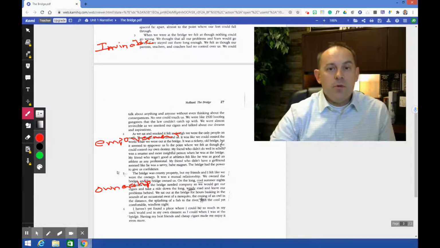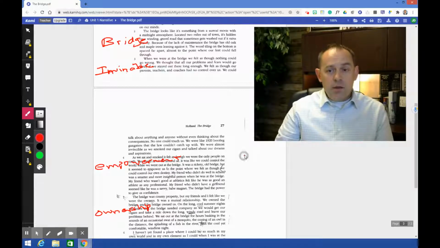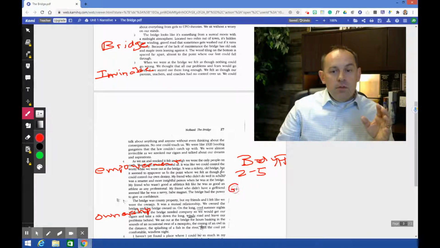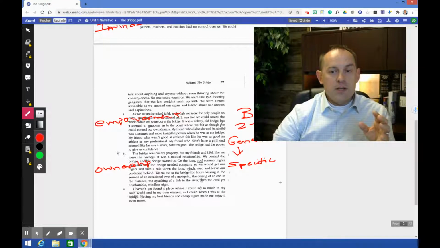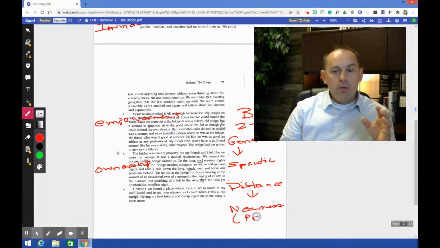So if you were to describe the progression of those main ideas in paragraphs 2 through 5, and those are the body paragraphs, in those body paragraphs, we move from the general to the specific. That would be one way to characterize the organizational pattern. You could also say that we move from a place of distance to a place of nearness. Or another word for that would be proximity.